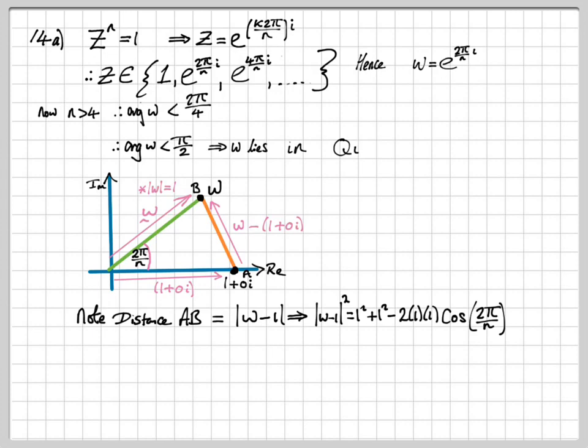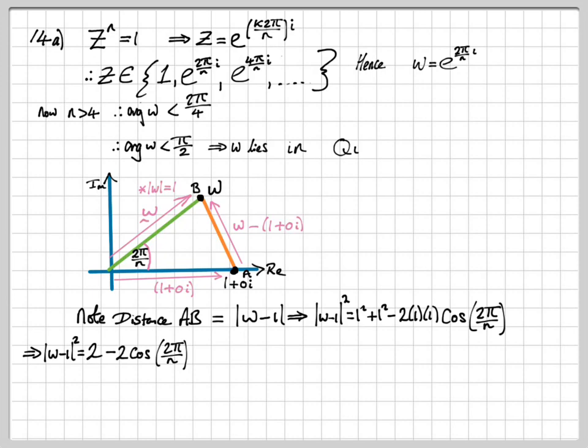Okay, so if you have a quick look at that, we've got the modulus of W minus 1 squared will be equal to 1 squared plus 1 squared, which of course are just the distances OA, if we call O 0 plus 0i, and OB, minus 2 times 1 times 1 times the cosine of 2π/n. A little bit of work on that, and we'll end up with this result, that the modulus of W minus 1 squared is equal to 2 minus 2 cos(2π/n).